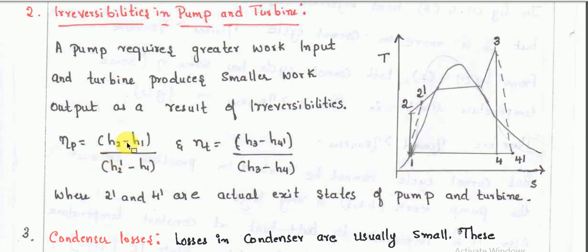But our aim is to reduce the pump work, while our aim is to increase the turbine work, because the pumping power should always be less here. But because it is not an isentropic process and it deviates, H2 dash minus H1, compared to the ideal one, will have more, it will consume a lot of power. That's why for the pumping efficiency, H2 minus H1 is the lesser value, while H2 dash minus H1 is the higher value.